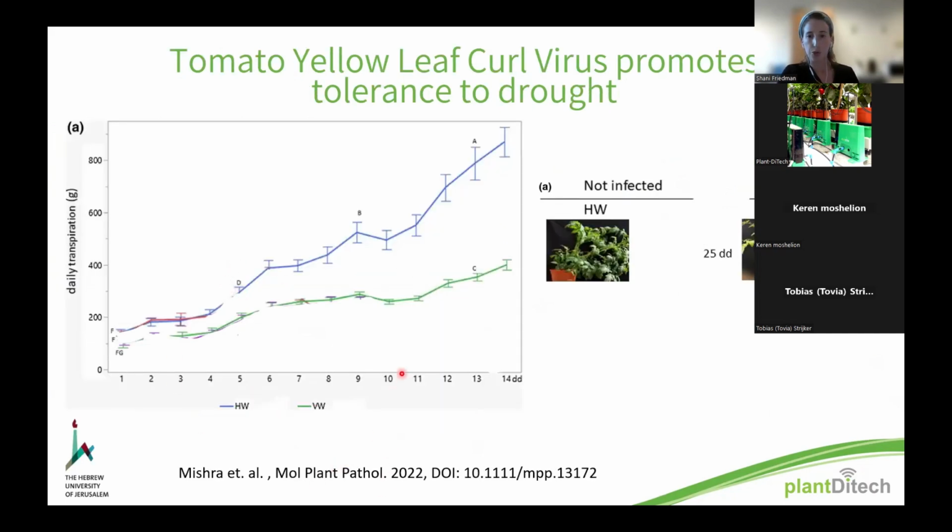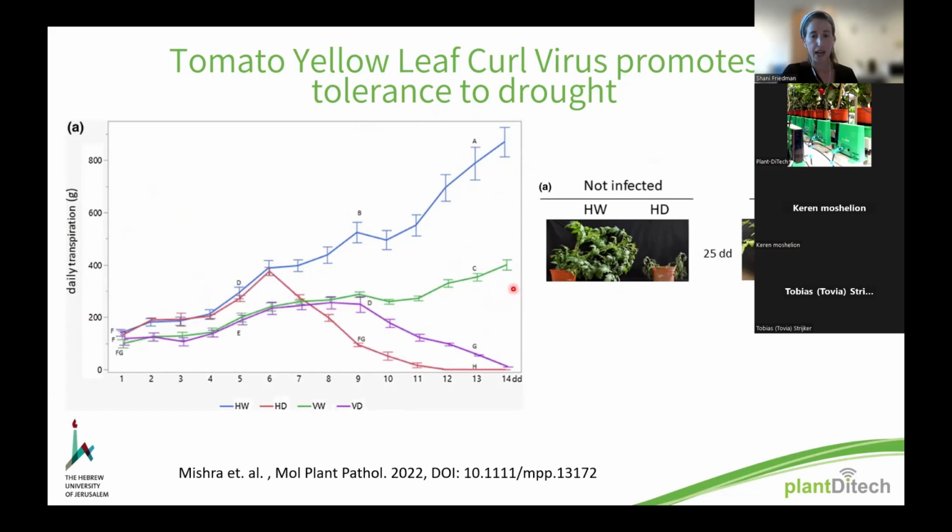This work was done by Mishra. They used tomato yellow leaf curl virus. Healthy, well-watered plants transpire nicely, up to 800 grams per day. But already from almost day 1, virus-infected plants transpired much less.